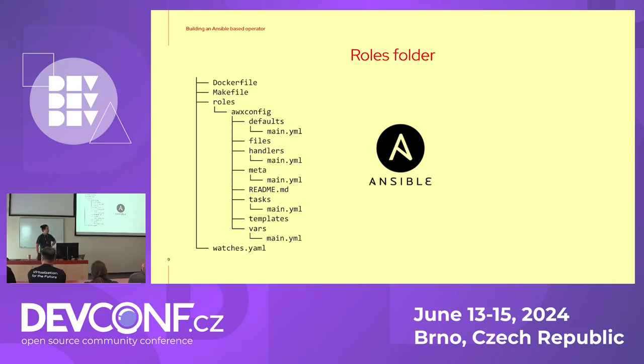Then at the bottom, you can see watches. It's what kind of resources you want to see or monitor within Kubernetes. In our case, it's going to be AWS config. You have heard about other kinds of resources, such as deployment, such as replica set, and so on. It's the same idea. They will watch for these kinds of resources and then have a reconciliation loop. But in our case, with Ansible, based on an event, we will launch some roles.